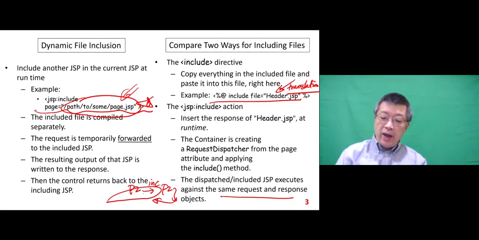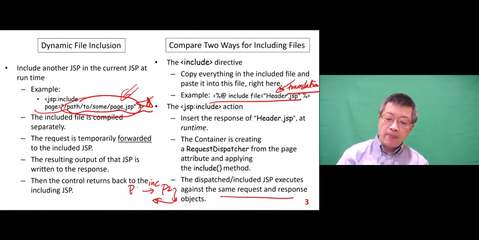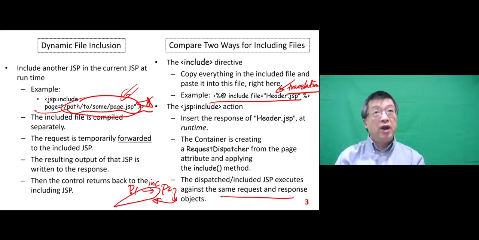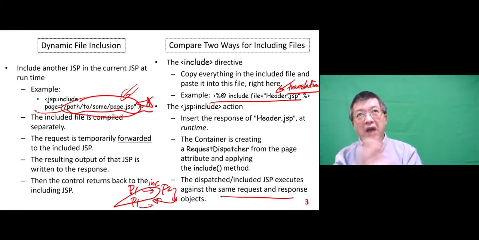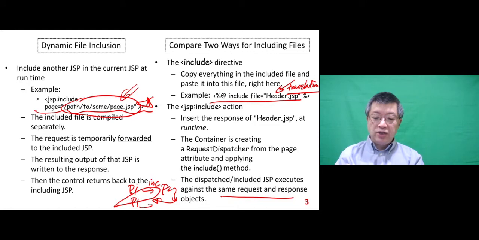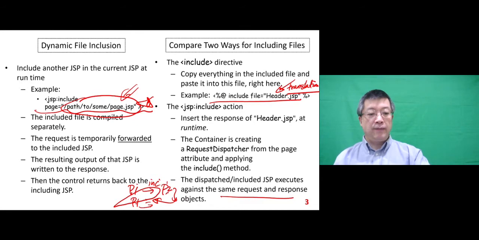After you finish processing in P2, you need to get back to P1 another time. After you get back to P1, you can access the data you wrote into the request scope because they are in the same request scope. So that's why you can do that. So you can do some data communication between these different JSP pages.